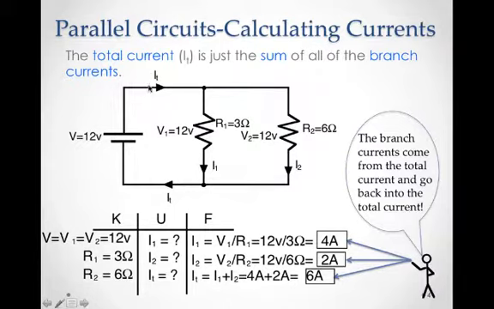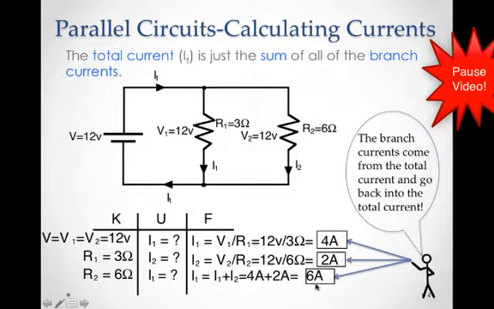So it should make sense that in order to feed 4 amps and 2 amps, we had better have 6 amperes flowing in. And then when the 4 amperes and the 2 amperes come back together here, they will recombine and we'd have 6 amperes going back to the battery, which makes sense because with conservation of charge, whatever charge goes out, we need to have coming back in. And so to find the total current in a parallel circuit, you just add up all the branch currents. 4 plus 2 is 6 amperes.